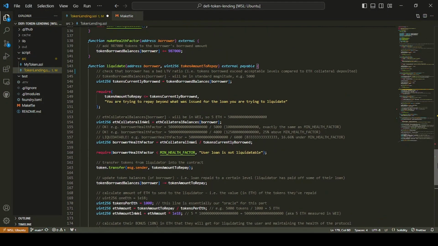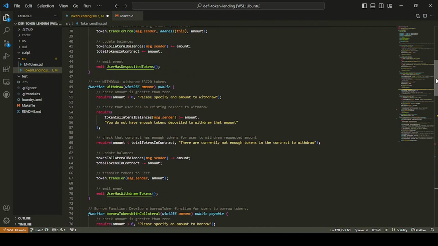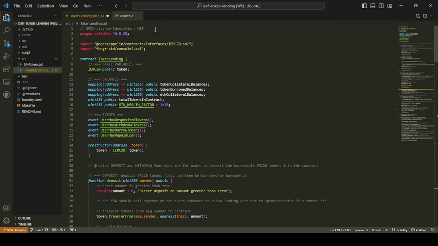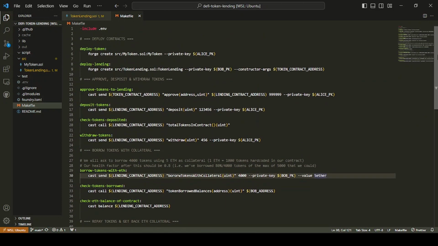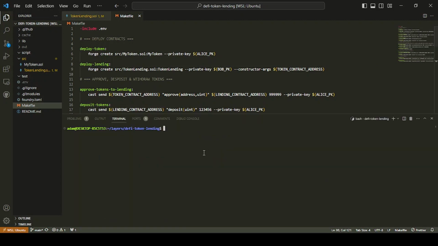So what I'm going to do now is save that and switch over to the make file, and we'll go up to the top. We're going to use the make file to run through this as we go and just see the transactions happening. So the first thing we want to do is make.